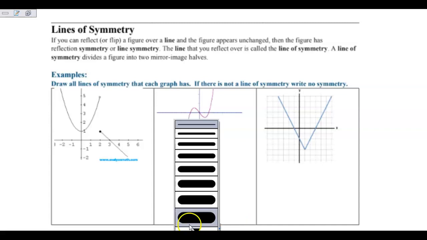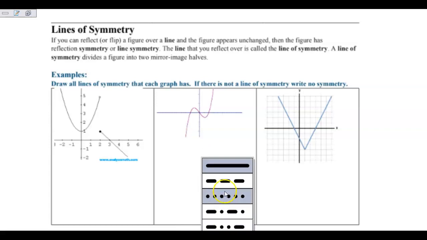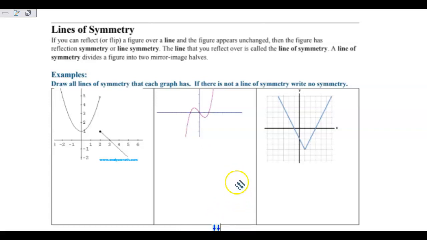Let's see, I want to draw a line. And let's make it dotted. I'll make it a little easier to see. So when I look at these, I look for the minimum or the maximum point. So the bottommost point on this one looks to be right here. And so if I were to draw my line straight through it, we notice that my line of symmetry in this case is my y-axis. And so it does have a line of symmetry, and in this case it's the y-axis.